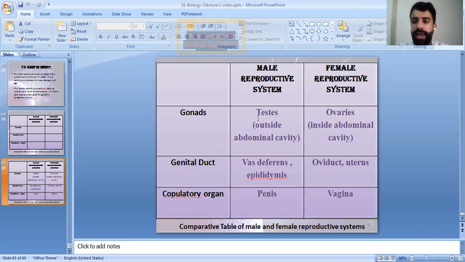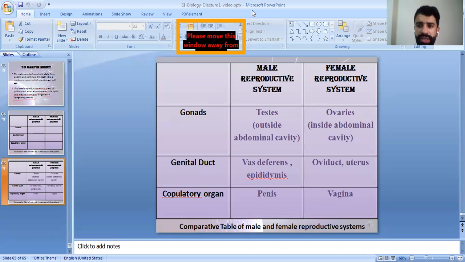The copulatory organ, العضو التناسلي, in the male is called the penis, العضو الذكري, and in the female reproductive system we have the vagina. So this is everything related to the lecture about the female and male reproductive systems.